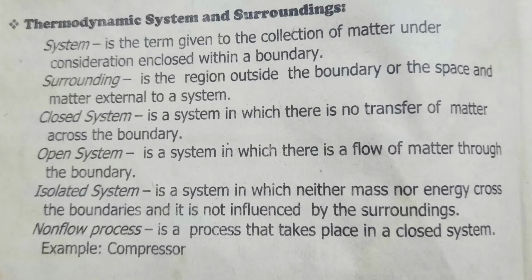Then we have thermodynamic system and surroundings. What is a system? System is the term given to the collection of matter under consideration, enclosed within a boundary. Surrounding is the region outside the boundary, or the space and matter external to a system. Closed system is a system in which there is no transfer of matter across the boundary. Open system is a system in which there is a flow of matter through the boundary. The closed one is truly closed, with all boundaries closed.